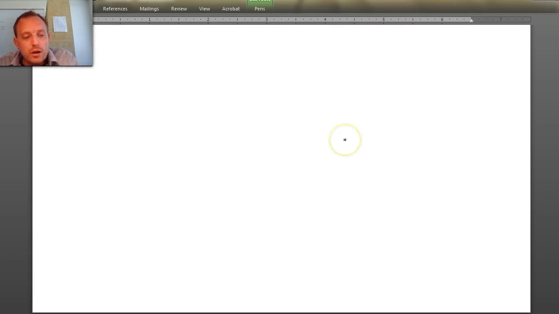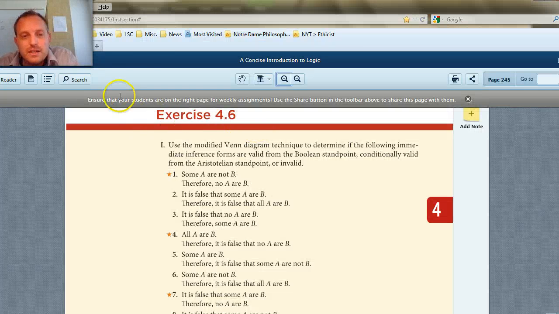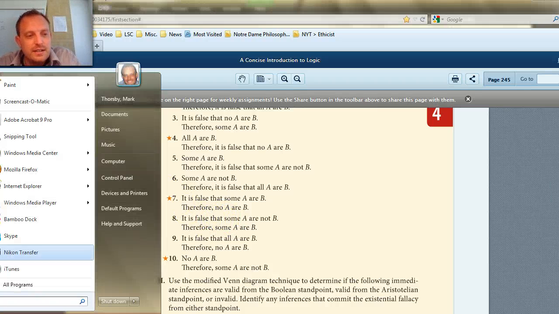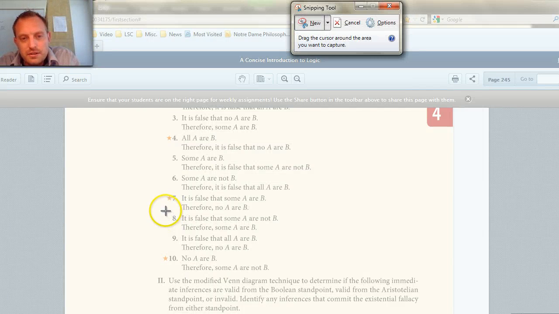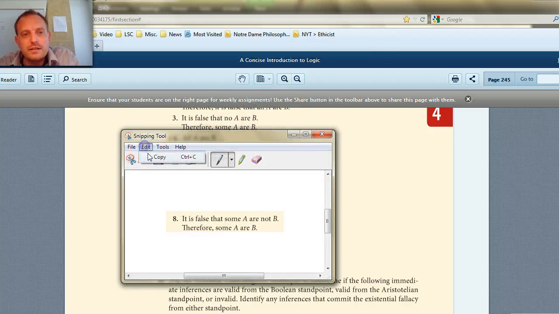Maybe we should do one more here just to give an example. Let me see if I can find it. So here what we're taking a look at, this is your homework. So let me scroll down and let's do a different one here. Okay, let's do this one right here. Let's do number 8.